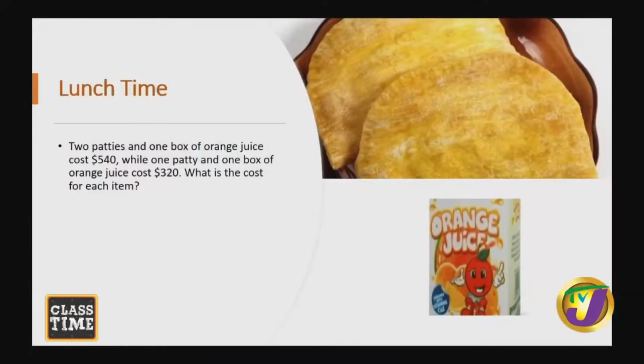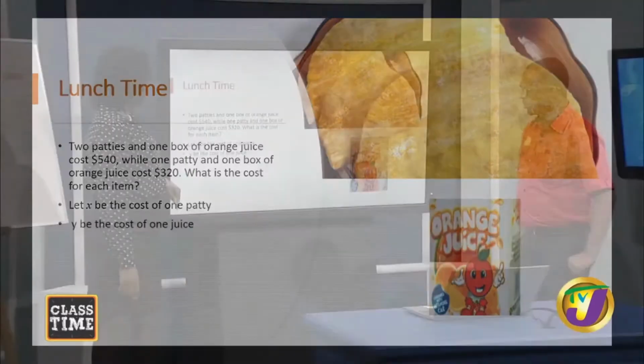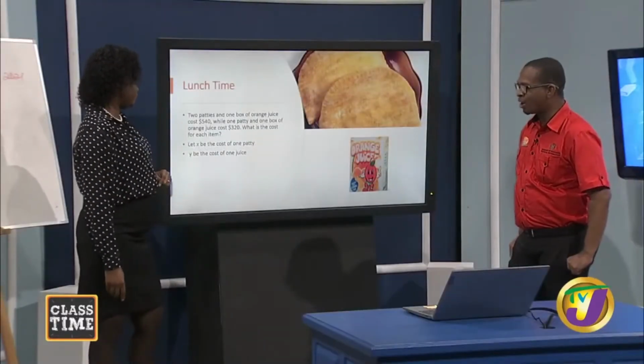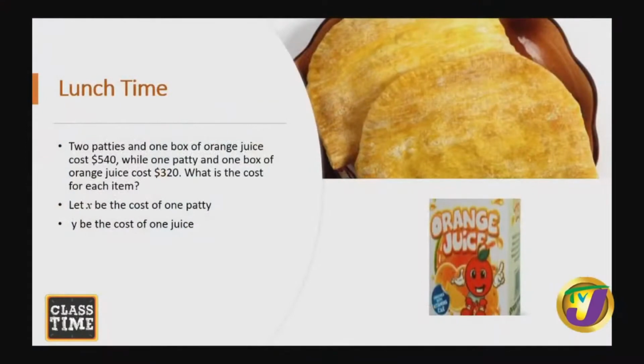All right. So, first of all, let us establish some things here. So we're going to let x be the cost of 1 patty. Okay, sounds good. And y be the cost of 1 box of orange juice. Okay. Now, with that said, let us see what the equation would look like for 2 patties and an orange juice. That would be equal to $540, and that would be your purchase. That is what I bought, two patties and a box of orange juice. So that's 2x plus y equals 540.